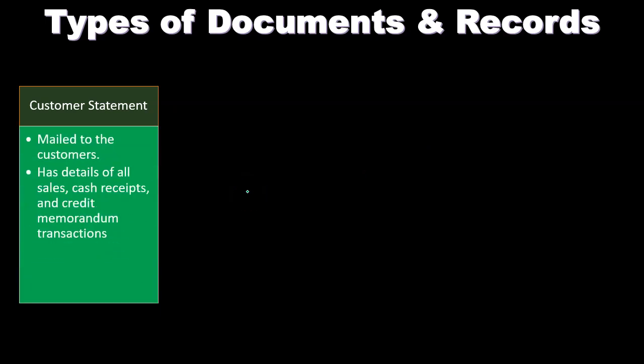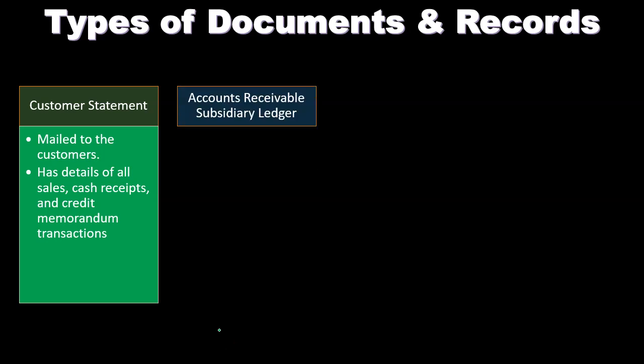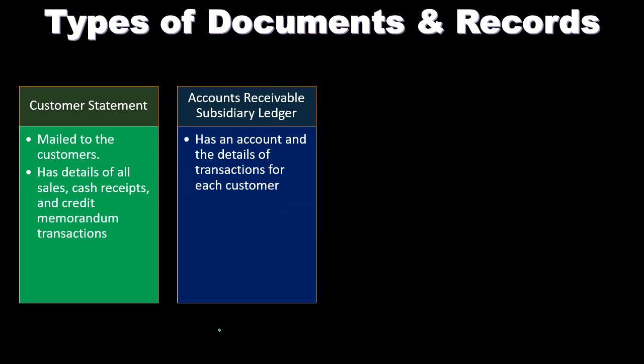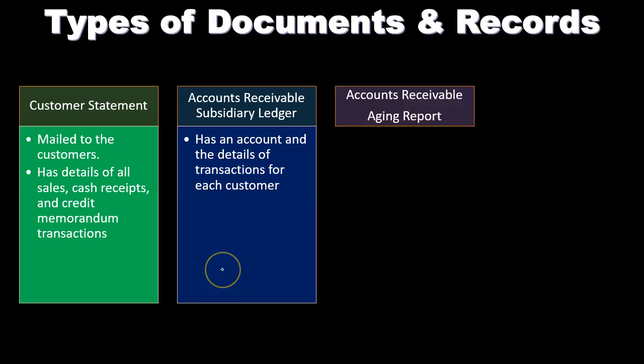Then we have the customer statement, mailed to the customers, which has details of all sales, cash receipts, and credit memorandum transactions. Accounts receivable subsidiary ledger. This is obviously going to be really important when we consider the sales process and consider the auditing of accounts receivable itself. It has an account and detail of transactions for each customer. So the subsidiary ledger, remember, when we think about accounts receivable, of course, we've got accounts receivable representing what is owed to the company by customers.